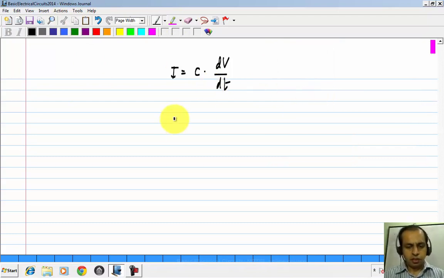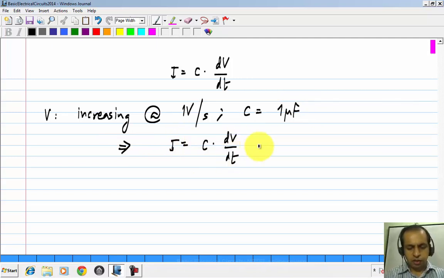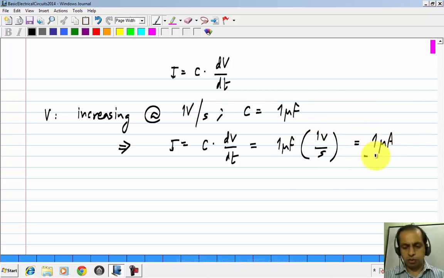Now, what does this say? If V is increasing at the rate of, let us say, 1 volt per second, and C is, let us say, 1 microfarad, this means that I is C times dV by dt, which is 1 microfarad times 1 volt per second, equals 1 microampere. So, 1 microampere current will be flowing through the capacitor.